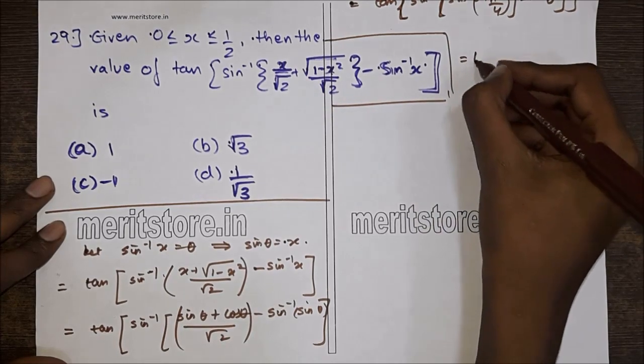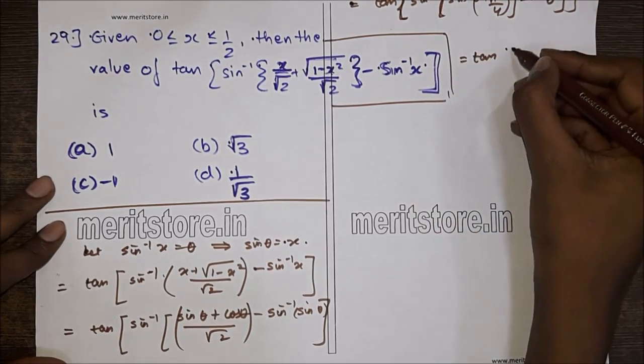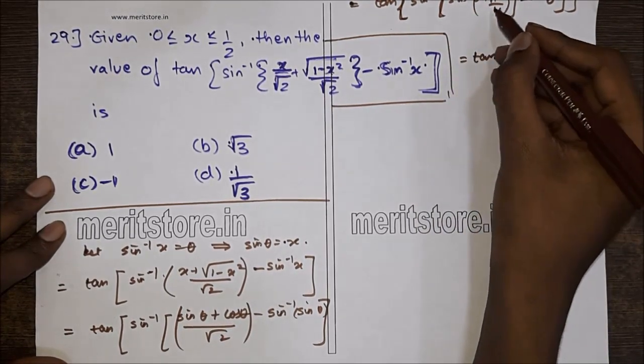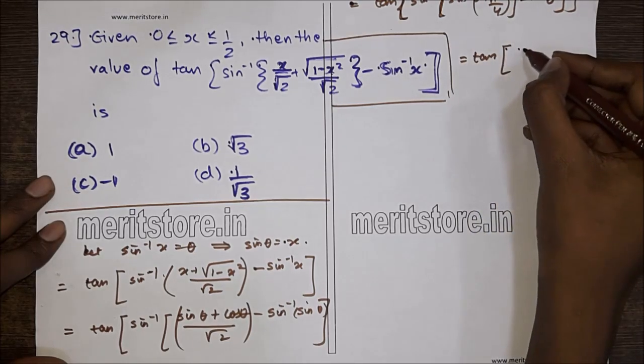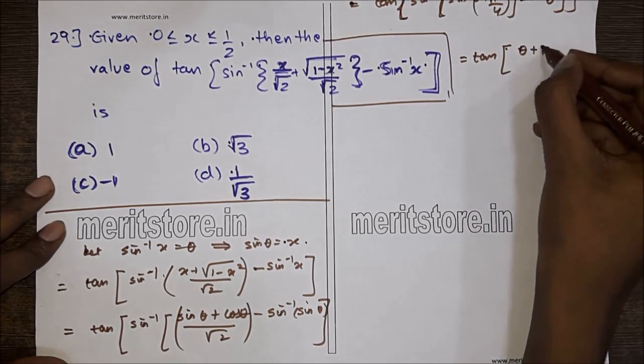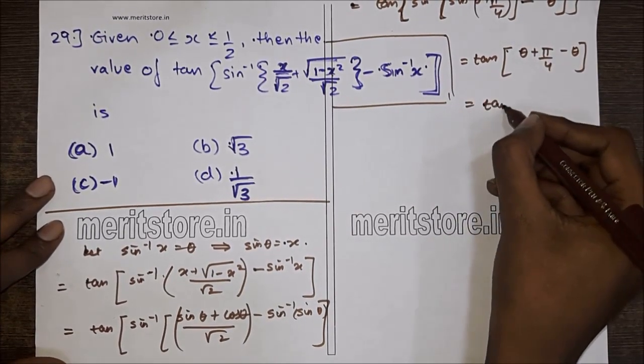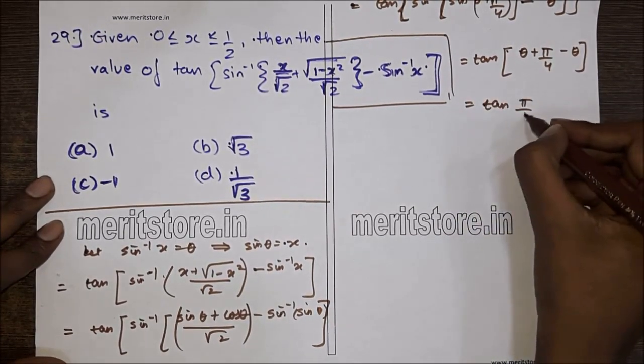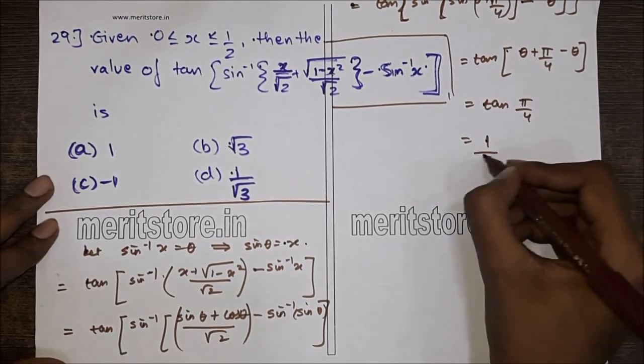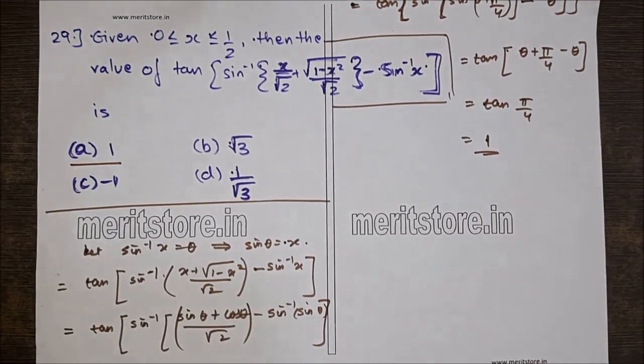So this gives us tan of sin inverse of sin(theta plus pi by 4), which is theta plus pi by 4 minus theta. So this is tan of pi by 4, which is 1. So the answer is option A, 1.